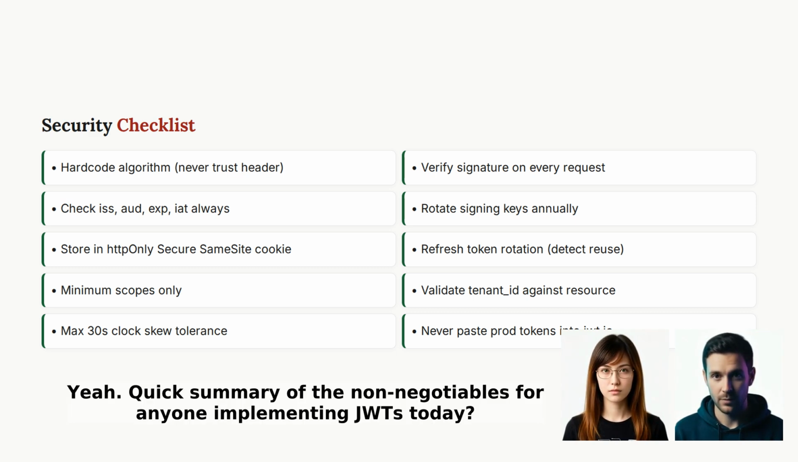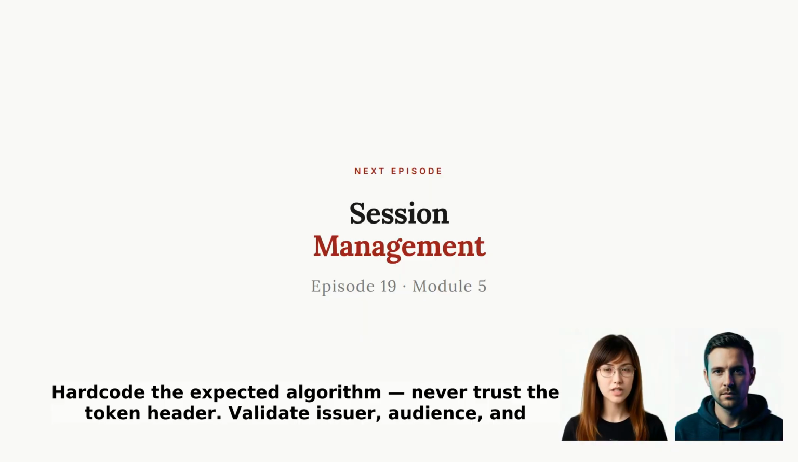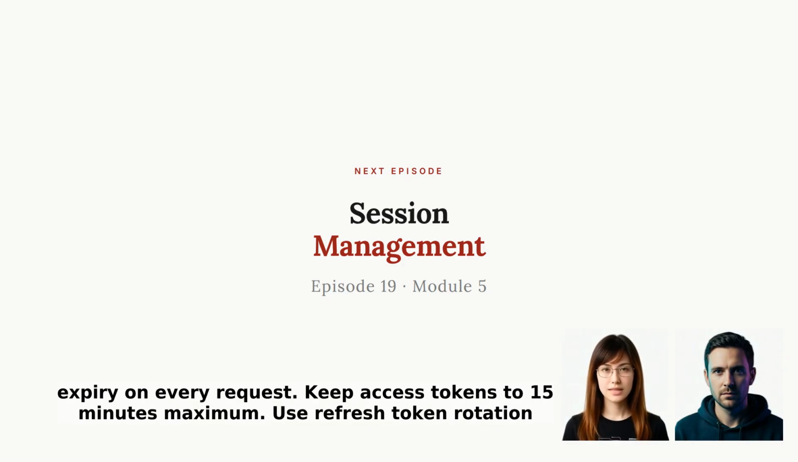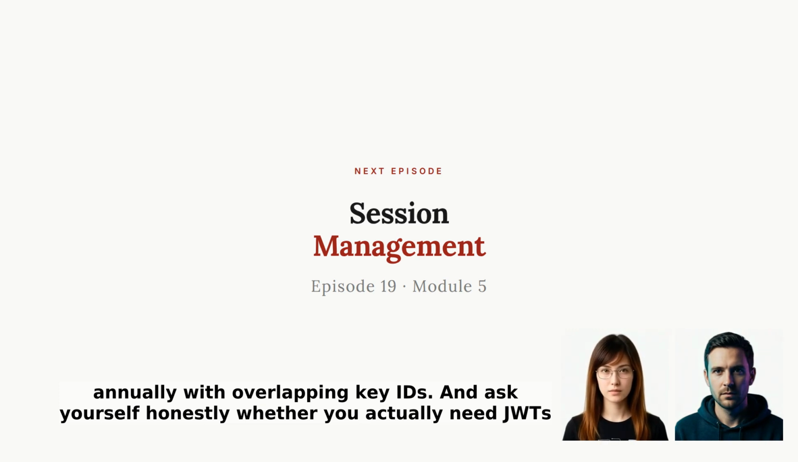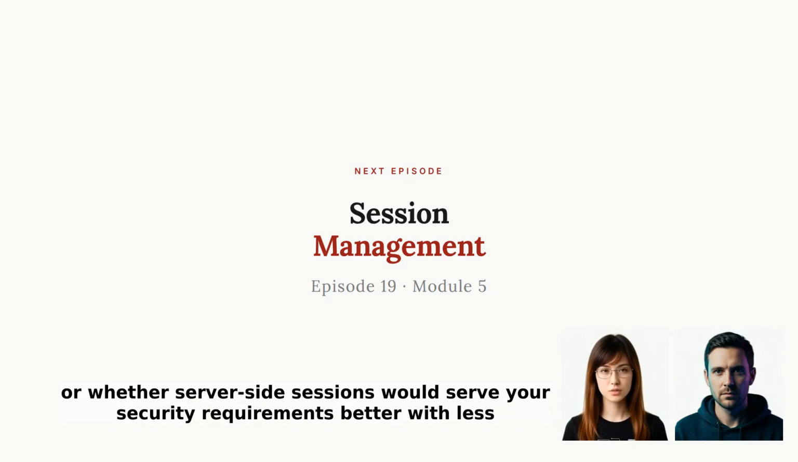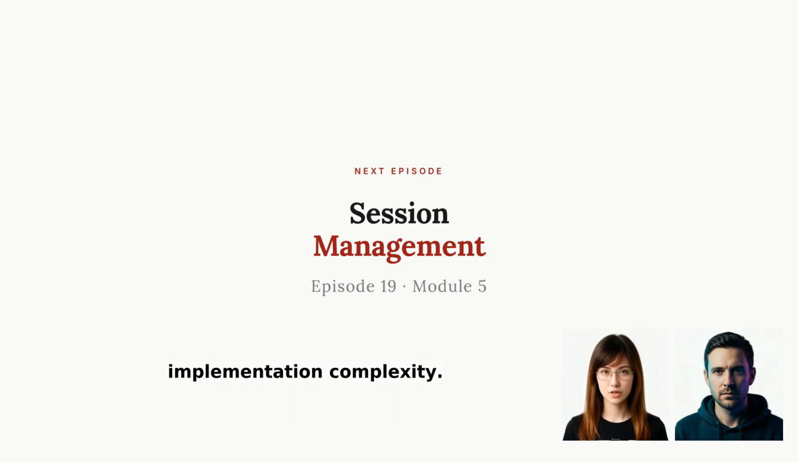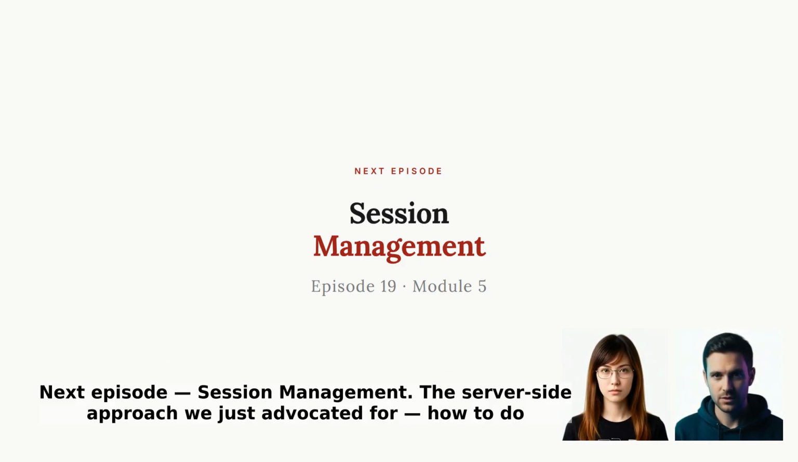Yeah, quick summary of the non-negotiables for anyone implementing JWTs today. Hard code the expected algorithm. Never trust the token header. Validate issuer, audience, and expiry on every request. Keep access tokens to 15 minutes maximum. Use refresh token rotation with reuse detection. Store tokens in HTTP-only cookies. Never localStorage. Rotate signing keys annually with overlapping key IDs. And ask yourself honestly whether you actually need JWTs or whether server-side sessions would serve your security requirements better with less implementation complexity. Next episode, session management.